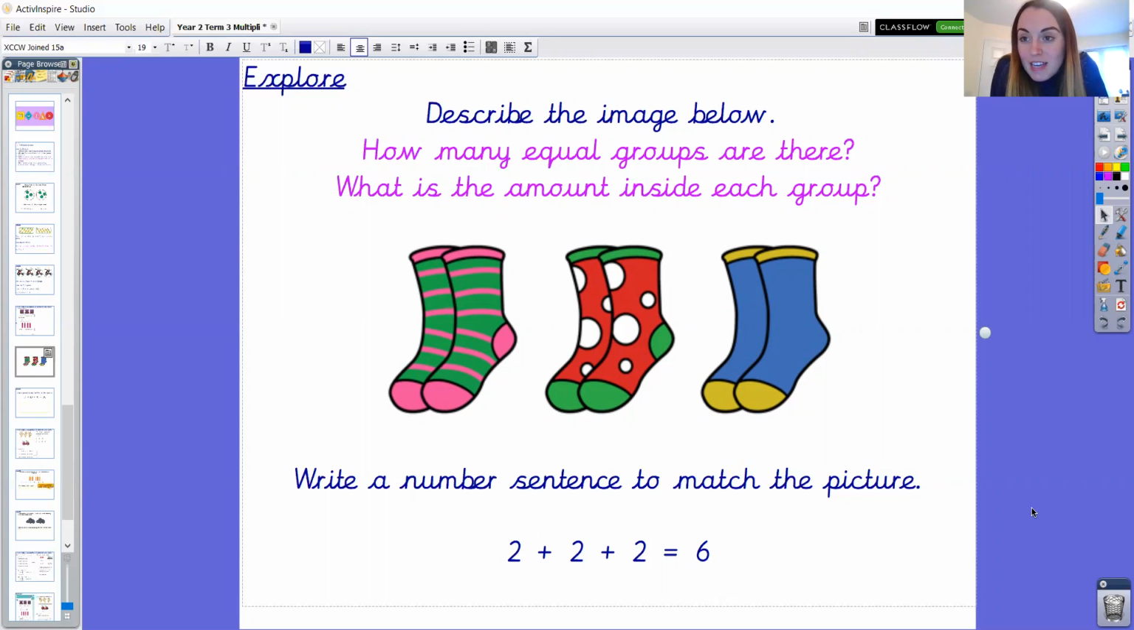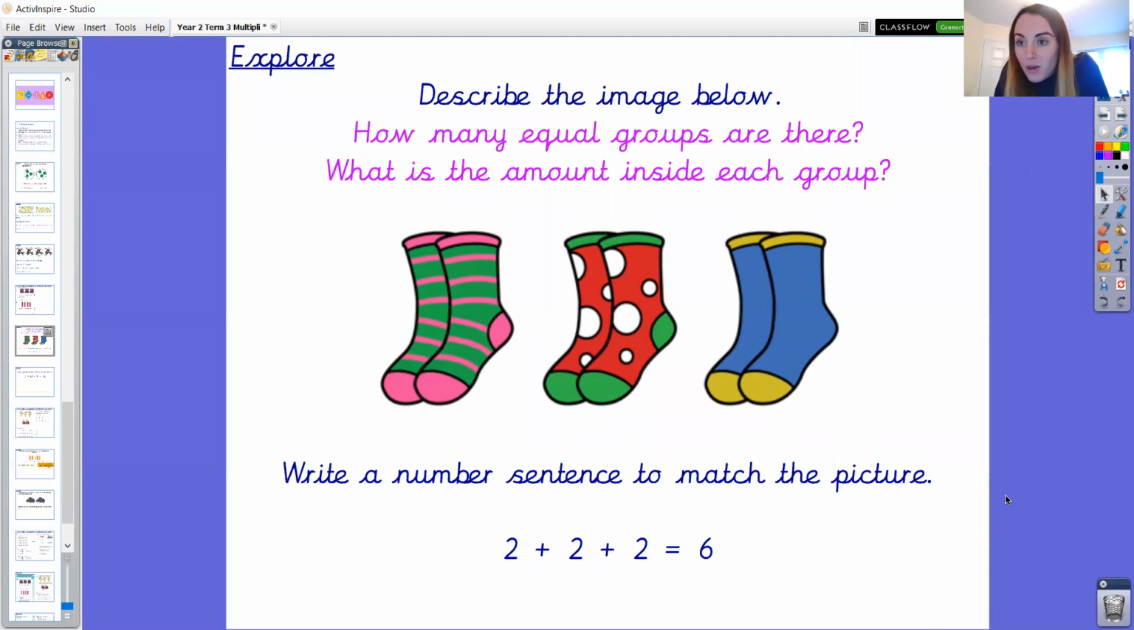Shall we say the number sentence together now? 2 add 2 add 2 equals 6. Fantastic. Well done. Remember, if you want to check your whole, you can count in multiples. So here we are counting in our 2s. Let's have a go together. 2, 4, 6. Brilliant. Well done, year 2.